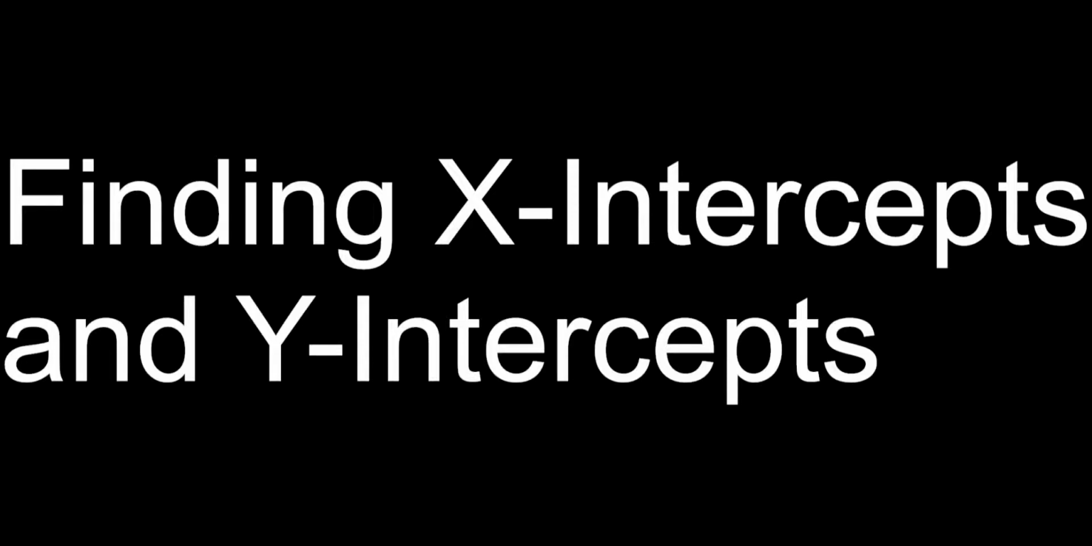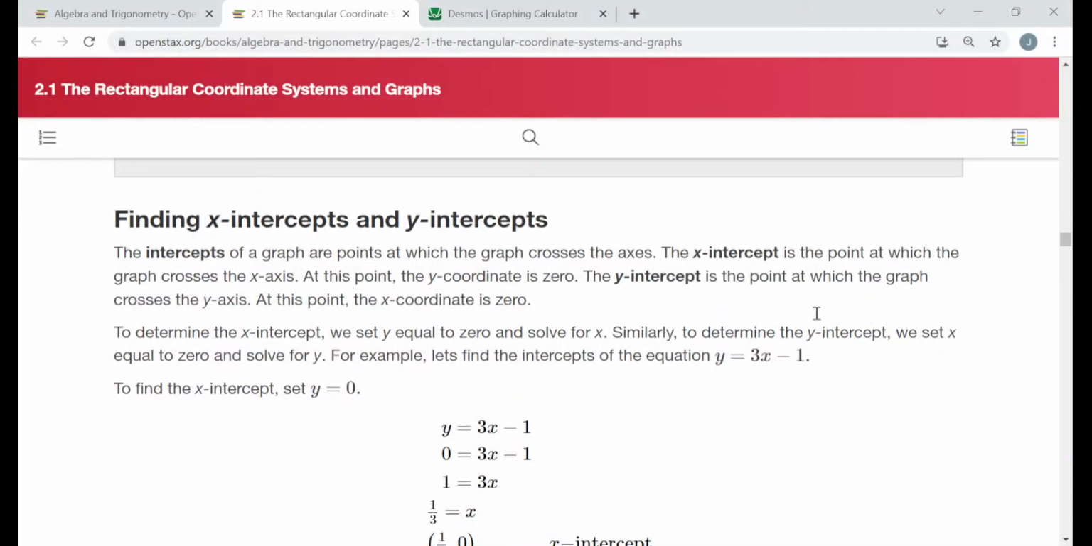Hello everyone. The title of this video is Finding X-Intercepts and Y-Intercepts. Every example I'm going to be doing in this video is taken directly from a free online textbook at openstax.org, and I'm in their Algebra and Trigonometry text, section 2.1, titled The Rectangular Coordinate Systems and Graphs. And I'll be working under the objective with the heading Find X-Intercepts and Y-Intercepts.